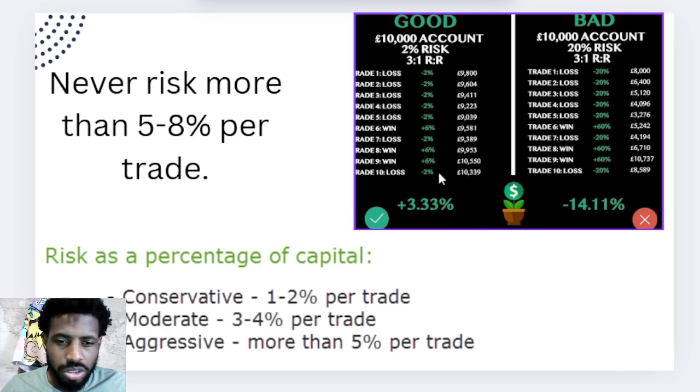Then you lose 2%. So what you're doing is losing 2% to look for a win. As I'm showing you here, you could lose a lot and just win a couple of times. On the right here, we won 3 times out of 10, which means we lost 7 times, and we're still profitable. We're up by 3.33%. Whereas this is a bad trade.